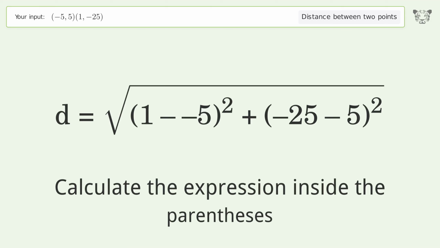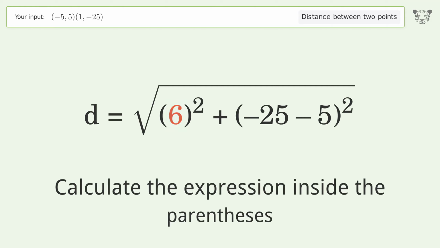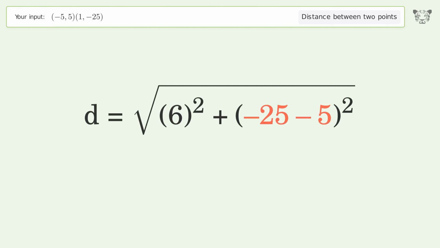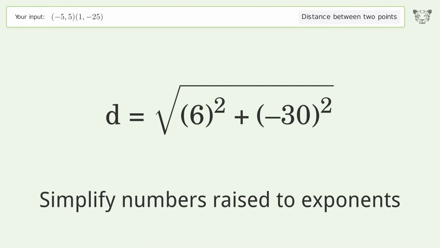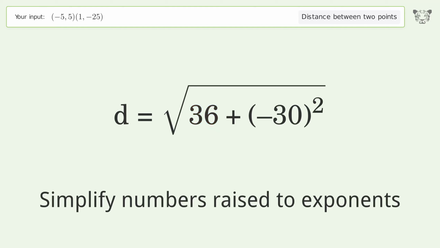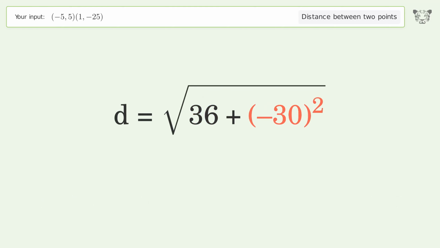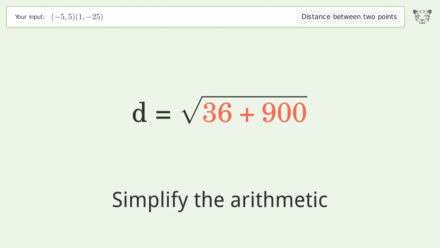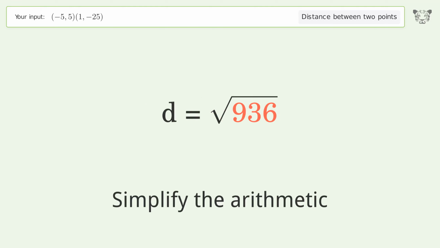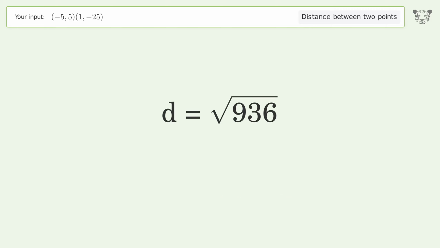Calculate the expression inside the parentheses. Simplify numbers raised to exponents. Simplify the arithmetic. And so the distance between the 2 points is the square root of 936, or 30.594.